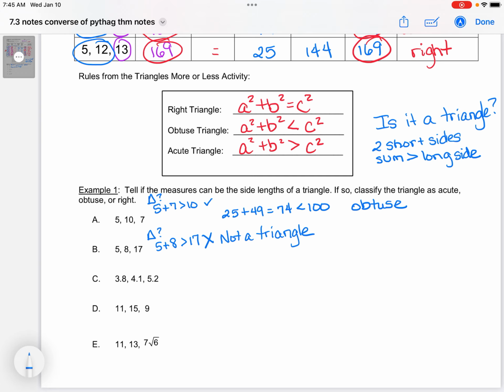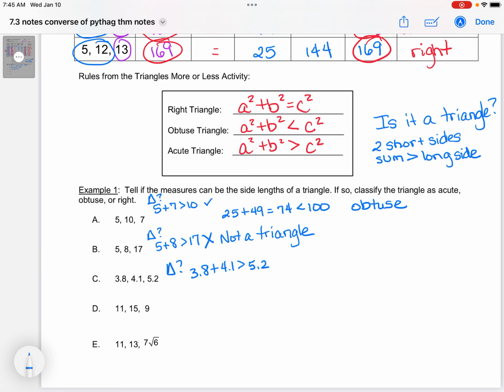Okay, I know this one's a triangle because I can tell that 3.8 plus 4.1 is greater than 5.2. All right. And now you're going to go, ooh, I wish I had a calculator. I don't want to say me too. All right.